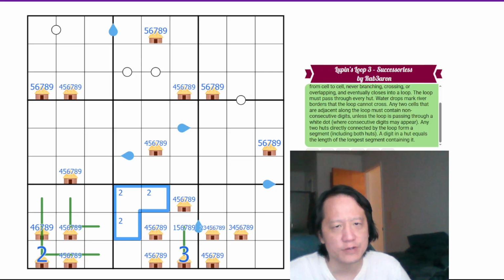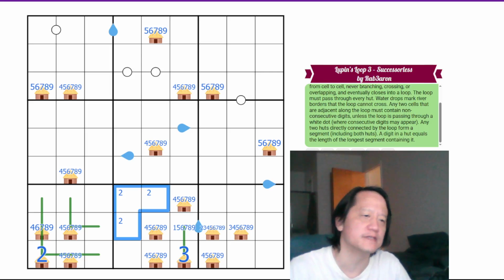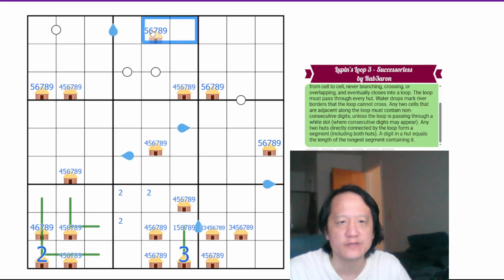Edges of grid are interesting because we know it has to at least enter from one of the sides of the grid. It could just go that way, though.